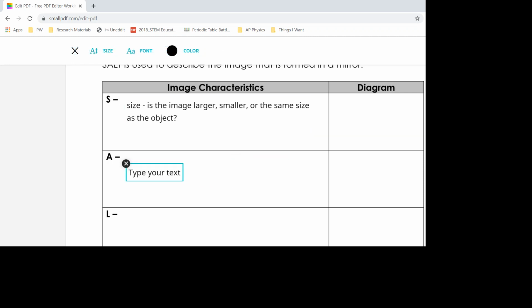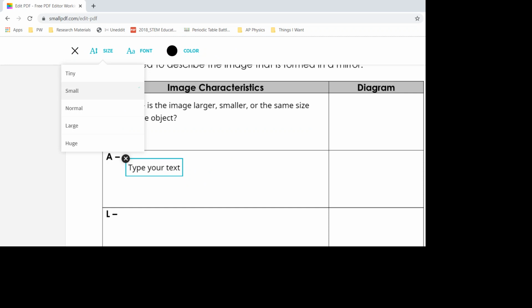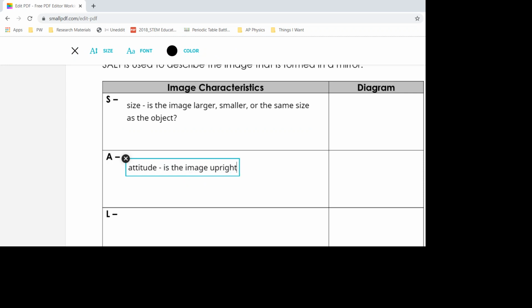Now we're going down to A. A is going to stand for the attitude of the image, more like its orientation in space. So A stands for attitude. So is the image upright or inverted? And inverted just means upside down.